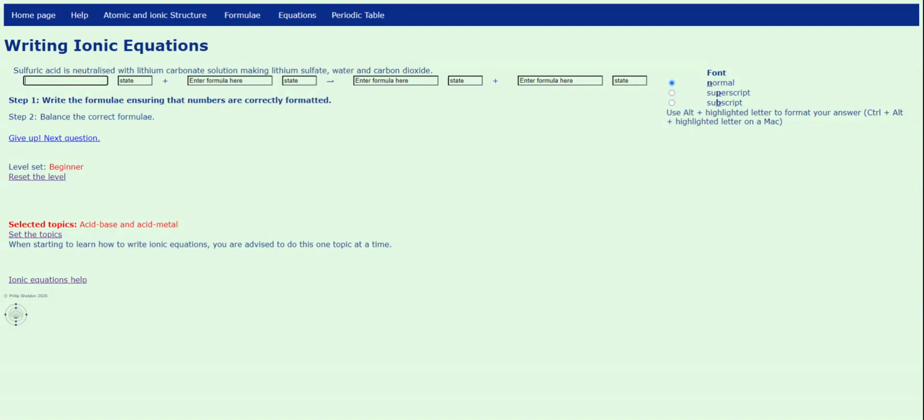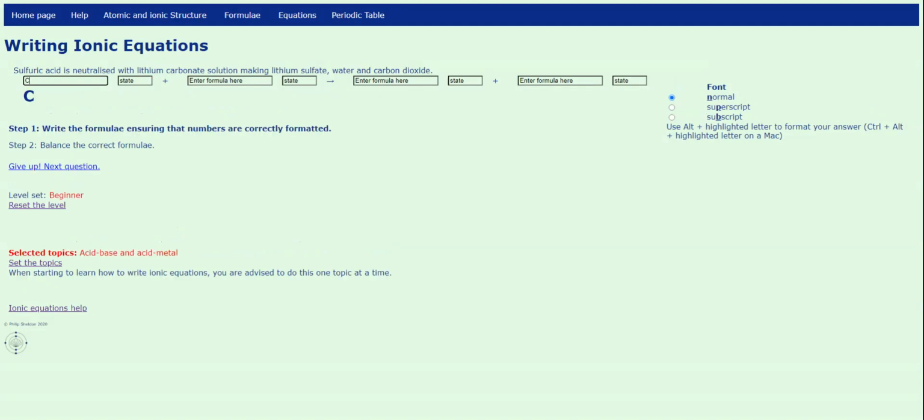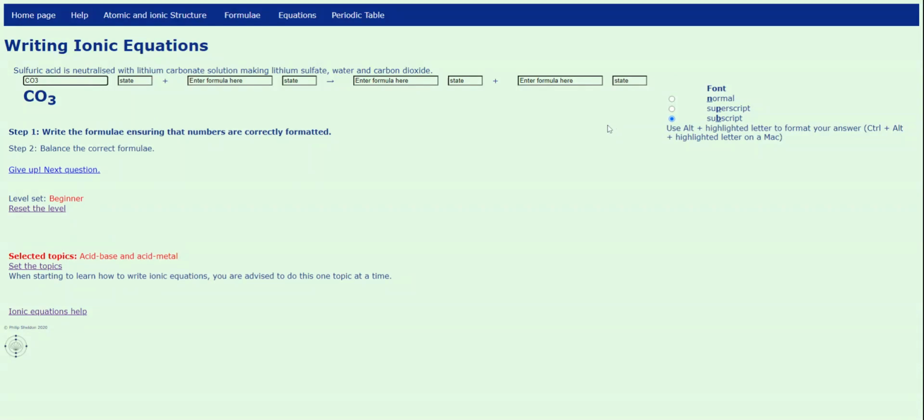Ionic equations: sulfuric acid is reacted with lithium carbonate solution, making lithium sulfate, water, and carbon dioxide. So the answer here is the hydrogen ions from the acid reacting with carbonate ions. It doesn't matter which order you put things in, as long as you've got your reactants and products on the right side. So let's put carbonate ions first: CO, a subscript 3, and a superscript 2 minus.